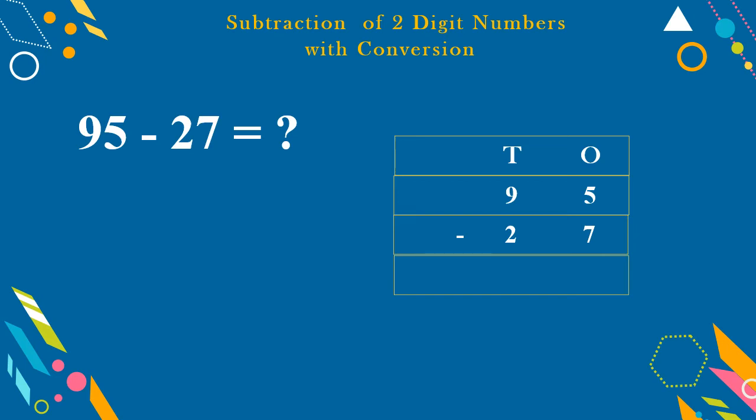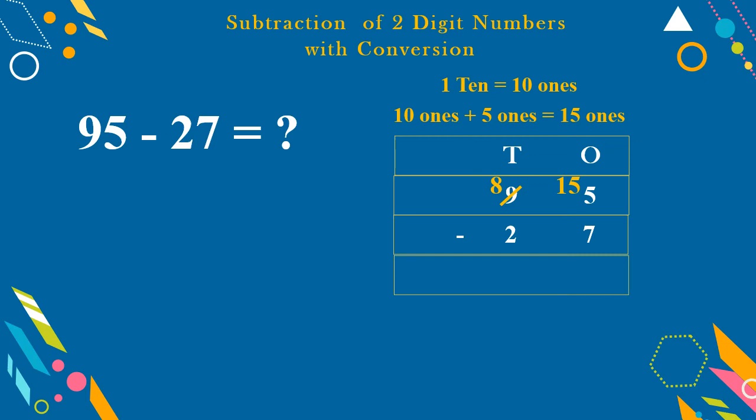नेक्स्ट कॉलम इज टेंस कॉलम. इन टेंस कॉलम द टॉप नंबर इज 9. जब हम टेंस कॉलम से 1 टेन को बोरो करेंगे तो हमारे पास टेंस कॉलम में 8 टेंस रह जाएंगे. सो वी विल राइट 8 in the top of the tens column. What should we do with the 1 ten which we have borrowed? Remember 1 ten equals 10 ones. जो 1 टेन हमने बोरो किया था उसको हमने 10 वंस में कन्वर्ट कर लिया है. अब हम 10 वंस को 5 वंस में ऐड करेंगे. सो हमारे पास 15 वंस आ जाएंगे. So we will write 15 in the top of the ones column.